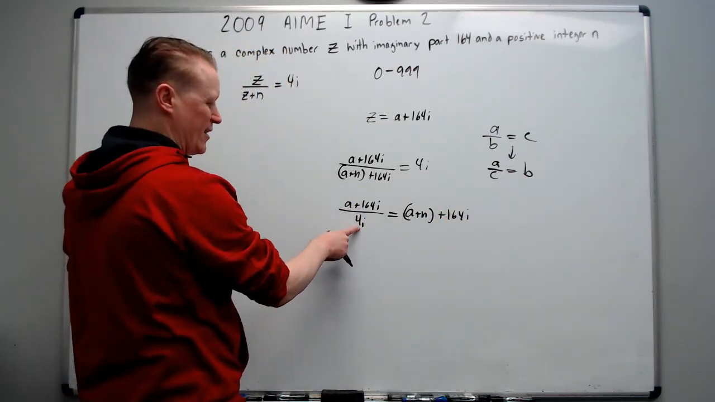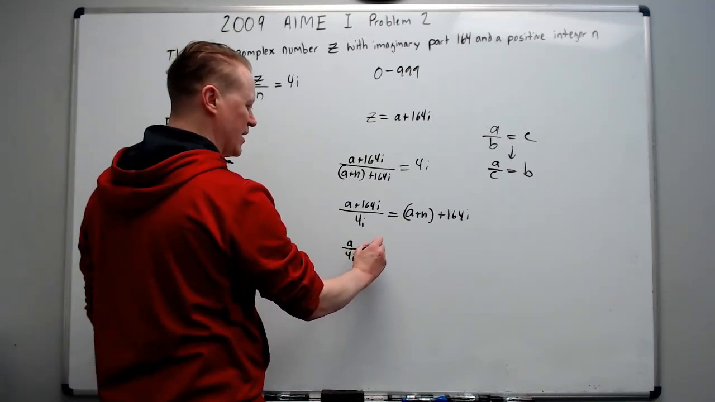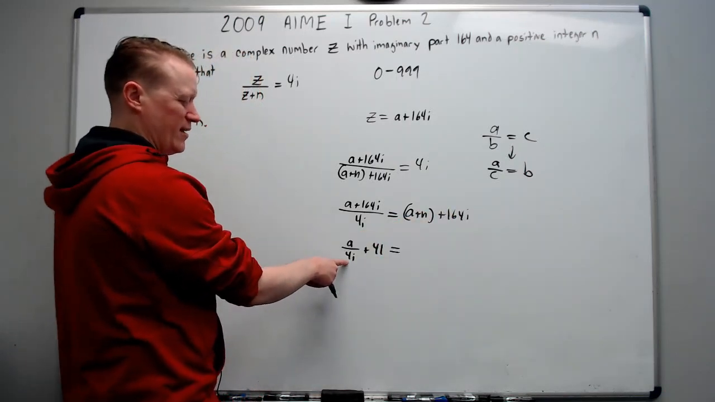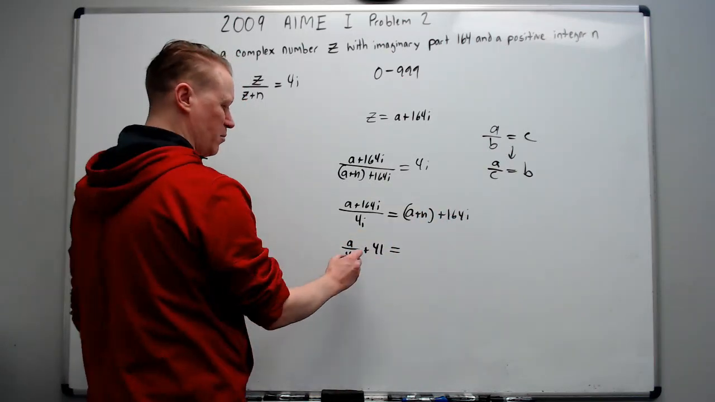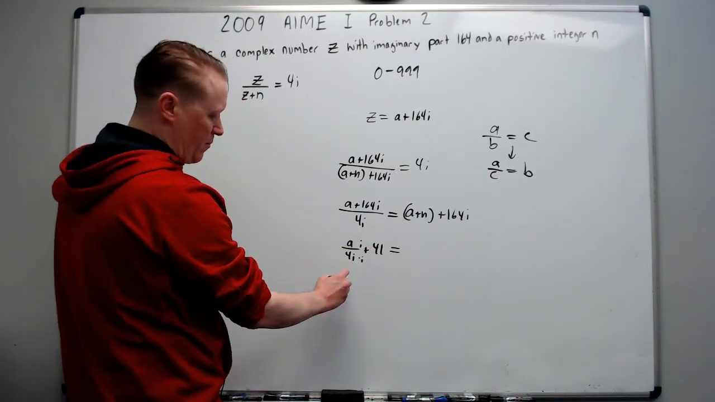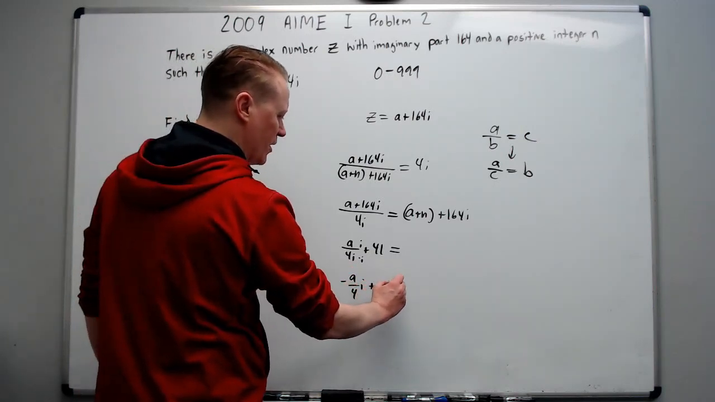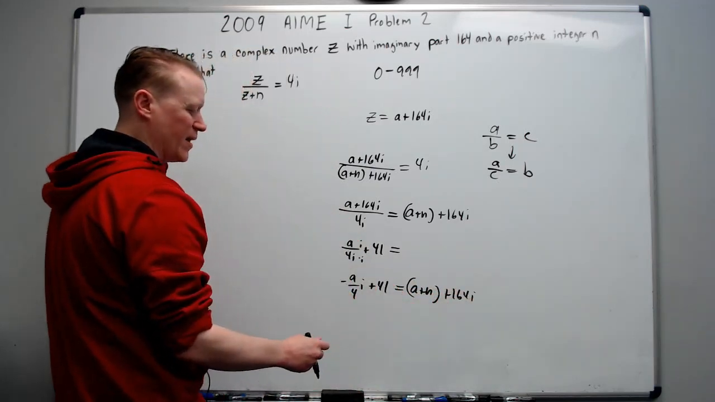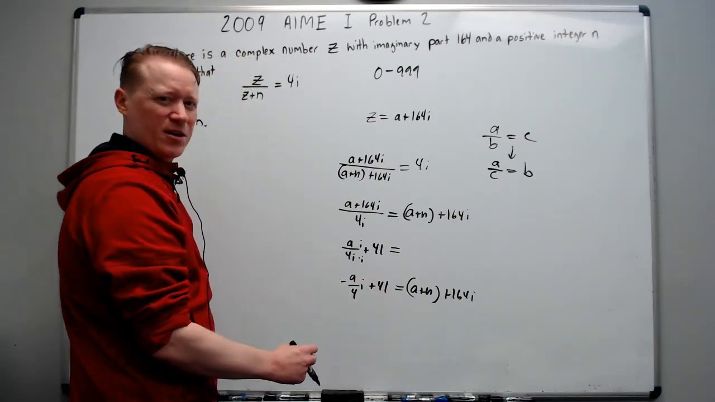Now, we can divide this 4i into both of these terms to get a over 4i plus 41, still equal to that expression. We just continue on. You don't want a denominator like this. There should be no i in the denominator because there's no i in this denominator. So let's multiply by i over i. The i squared is -1, making this negative a over 4 plus 41 equals a plus n plus 164i. Now, we can see then that the real parts have to be equal and the imaginary parts have to be equal.